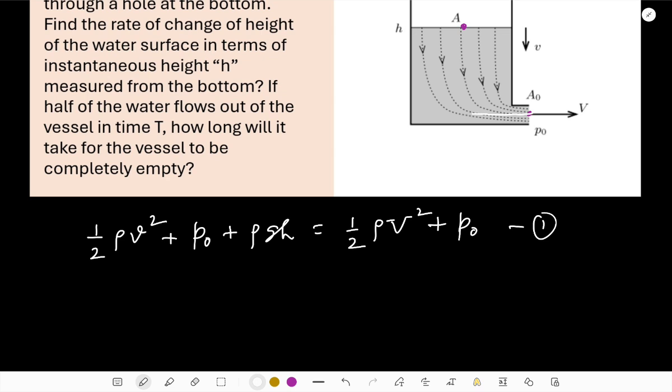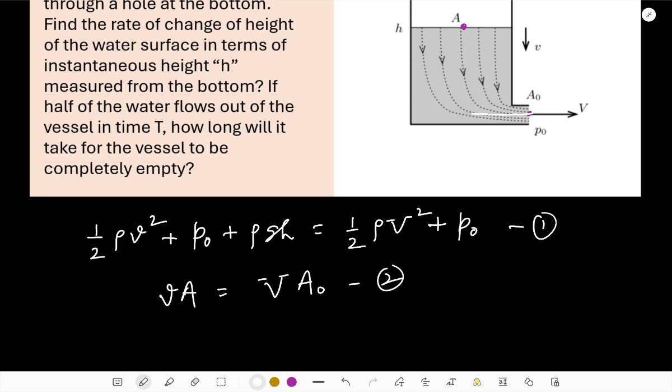So this is our Bernoulli's equation, and without any delay we should write the equation of continuity, also the law of conservation of matter, and that is written in the form of rate of change of volume of liquid. So at the top it is v multiplied by A, and at the bottom it can be written as V A naught. And we can use these two relationships to find out the velocity v, the velocity of water level.